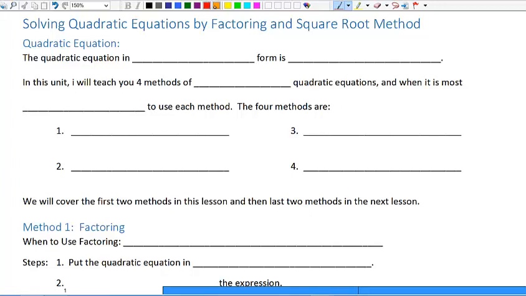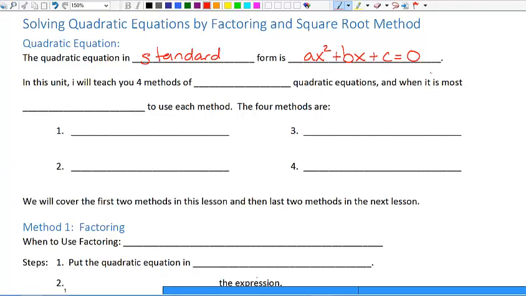Today's lesson is on solving quadratic equations by the factoring and square root methods. So first off, the quadratic equation in standard form is ax squared plus bx plus c equals 0. So this is any quadratic equation. Notice it has to have a squared in order for it to be quadratic, and then in standard form we put all the terms on one side and then it has equals 0 on the other side.